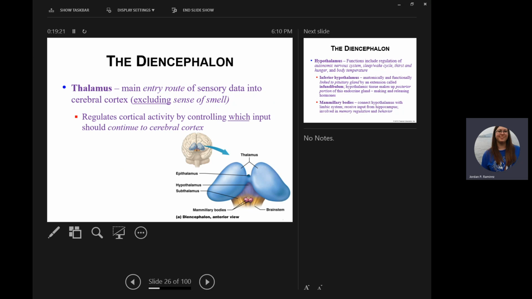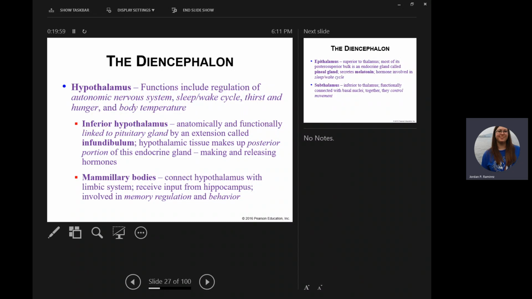The thalamus is the one you'll probably hear again, over and over again. The thalamus is the main entry route of sensory data into the cerebral cortex. Basically everything, all sensory information, with the exception of smell, has to pass through there to actually be integrated and understood. It has to pass through there in order to go anywhere. So it regulates cortical activity by controlling which input should continue on to that cerebral cortex. It basically goes from here out to specific areas in that cortex, wherever it may be. It's kind of like that UPS thing almost.